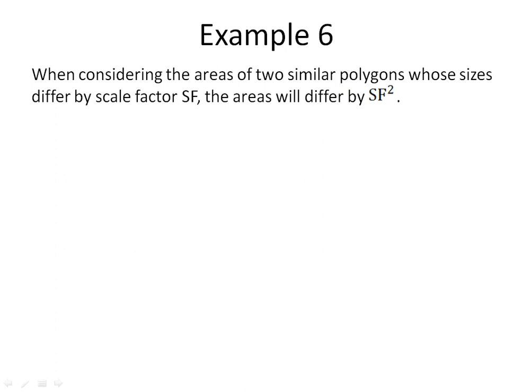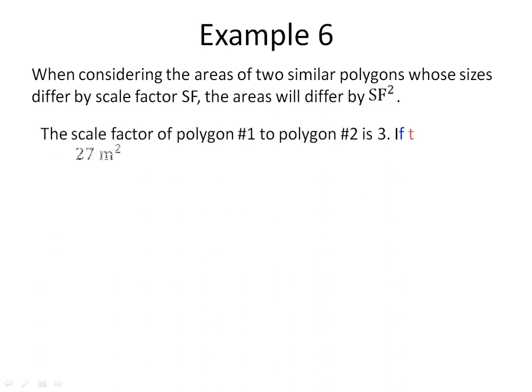Okay, example 6. When considering the areas of two similar polygons whose sizes differ by a scale factor of SF, our scale factor, that just represents it, the areas will differ by the value of SF squared. So you square the scale factor if you have similar polygons, and only if you have similar polygons. Okay? So we do this. The scale factor of polygon 1 to polygon 2 is 3. If the area of number 1 is 27 square meters, what is the area of number 2?